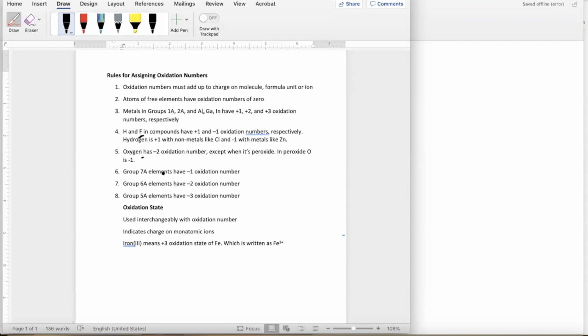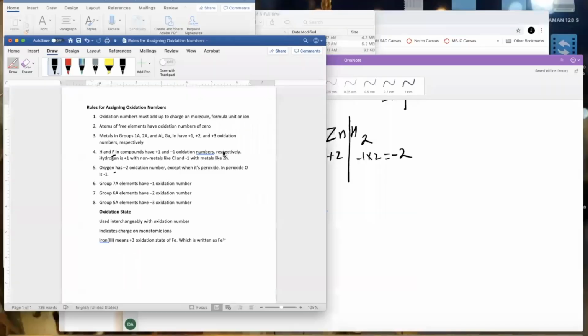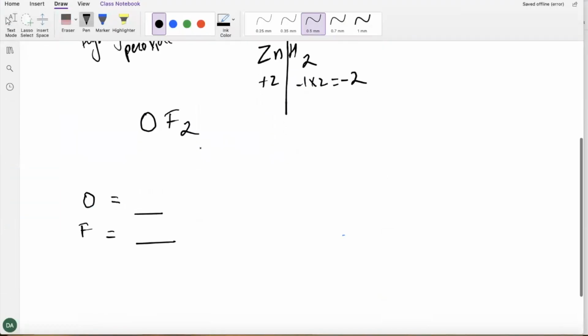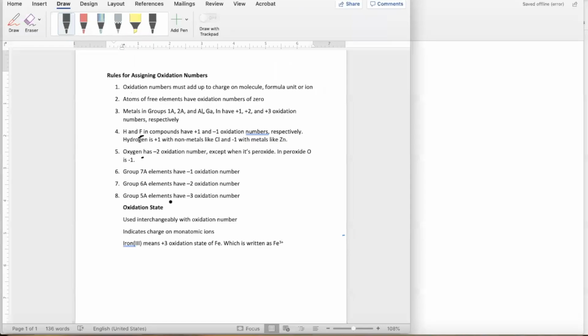All right. Okay, so guys, let's go back to OF2. Yes, fluorine is on the right-hand side, so you start with the right-hand side, that's fine. But even if it was on the left-hand side, we'd still have to start with fluorine because the rule for fluorine has a higher priority than oxygen. So always look at that rule for assigning oxidation state just to be safe every time.